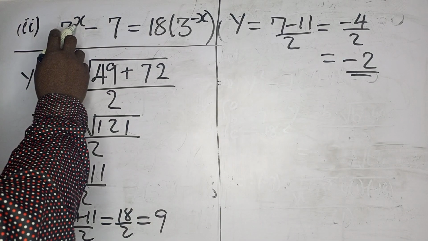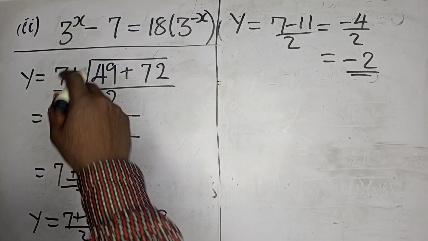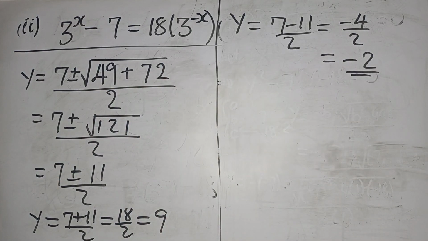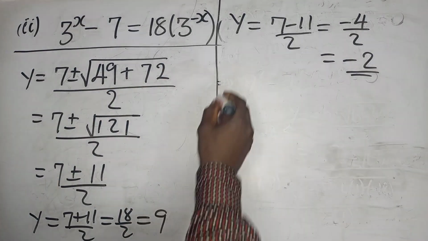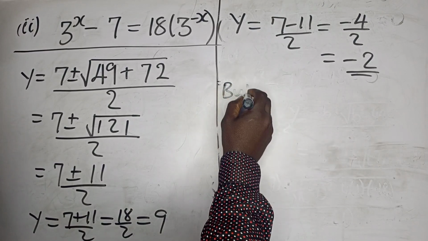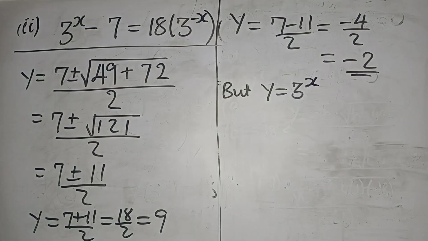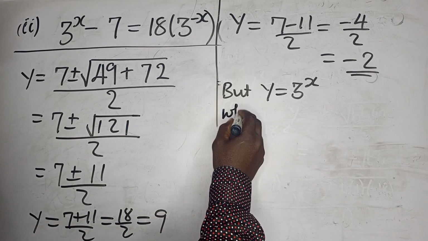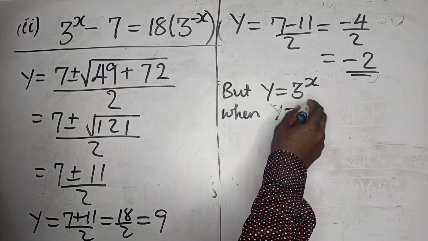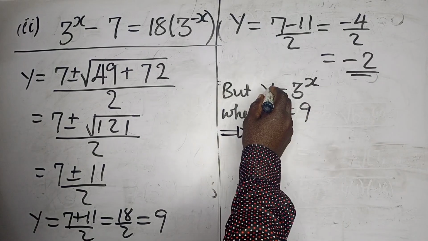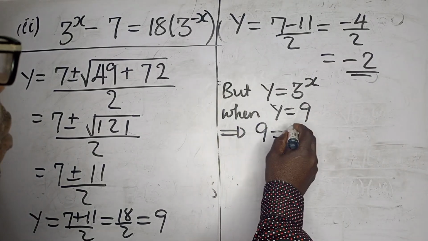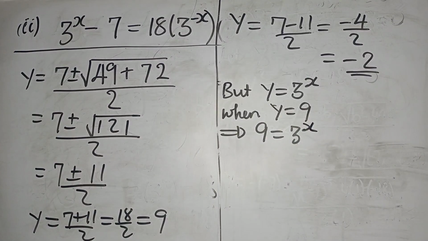But our question is in terms of x, so we're not stopping there. We have not solved for x already. We're supposed to solve for x and not y. But we remember the relationship between x and y. The relationship again is that y is equal to 3 to the power x. So let's take the first value for y. When y is 9, we're going to put 9 there. 9 is equal to 3 to the power x.